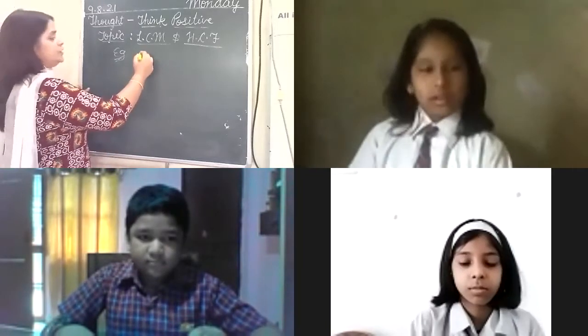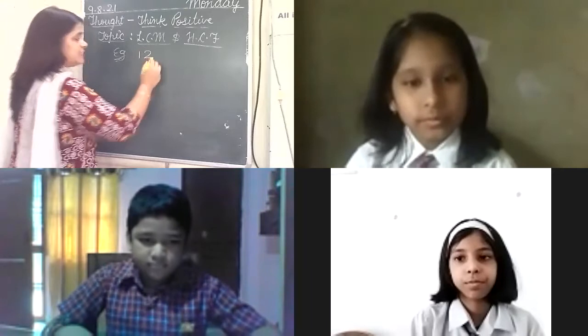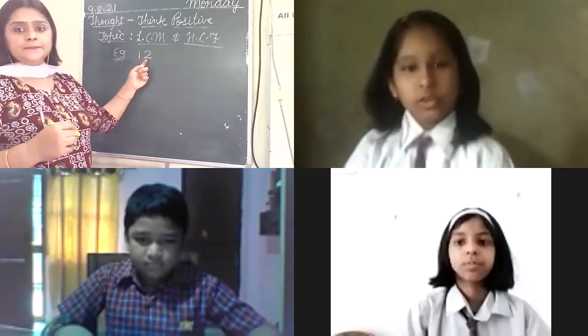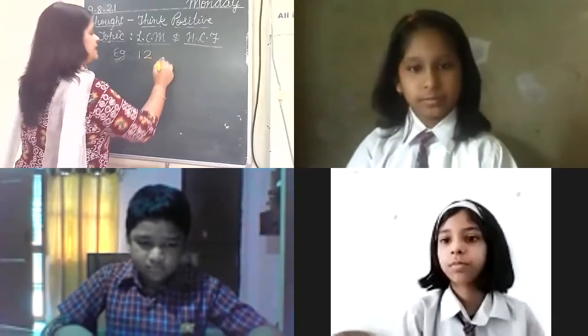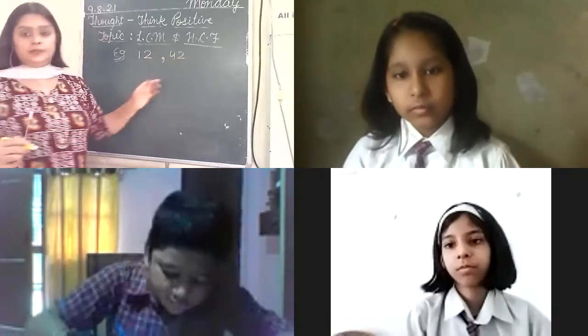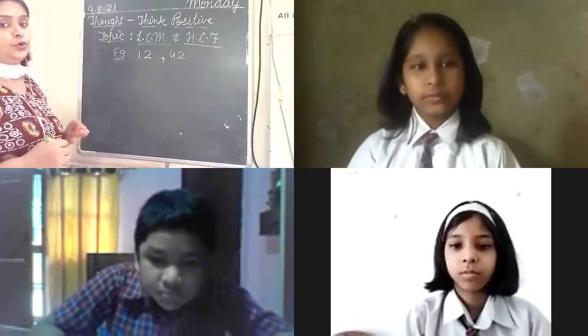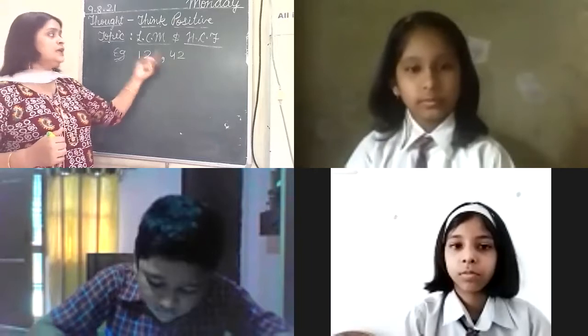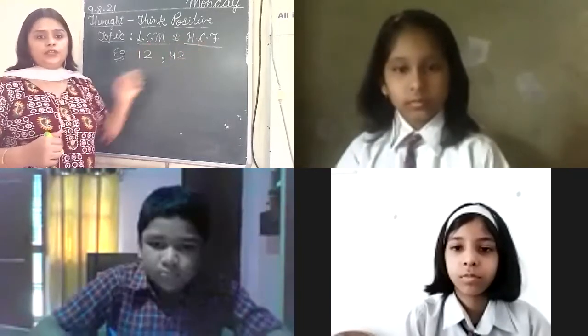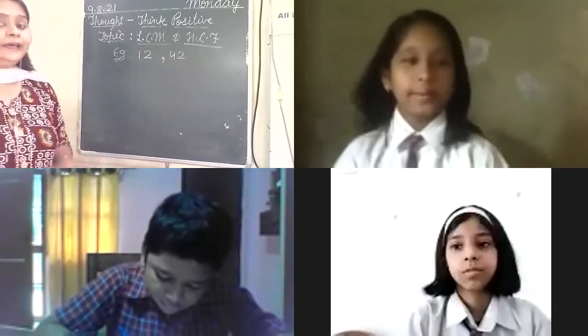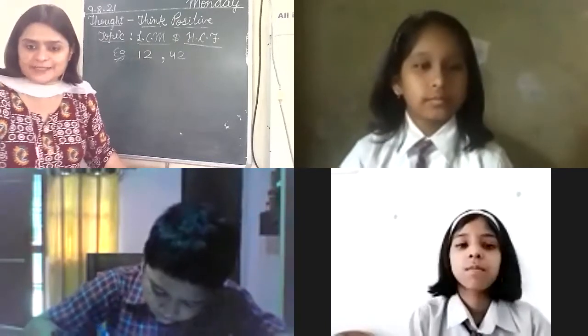Very good. Okay, so here suppose my first number is 12 and the second number is 42. Okay, and here we are going to find out the LCM and HCF of both the numbers. Okay, and here we are going to use prime factorization method.